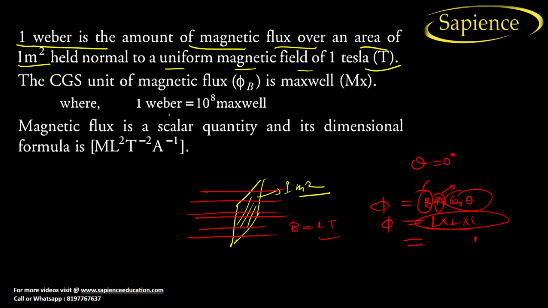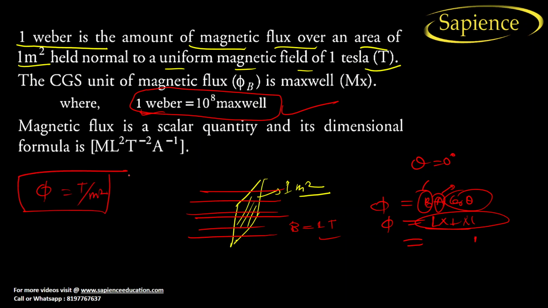So this amount is known as 1 Weber, and 1 Weber is equal to 10 to the power 8 Maxwell. You can also call flux as a unit of Tesla per meter square. So you can use this also.